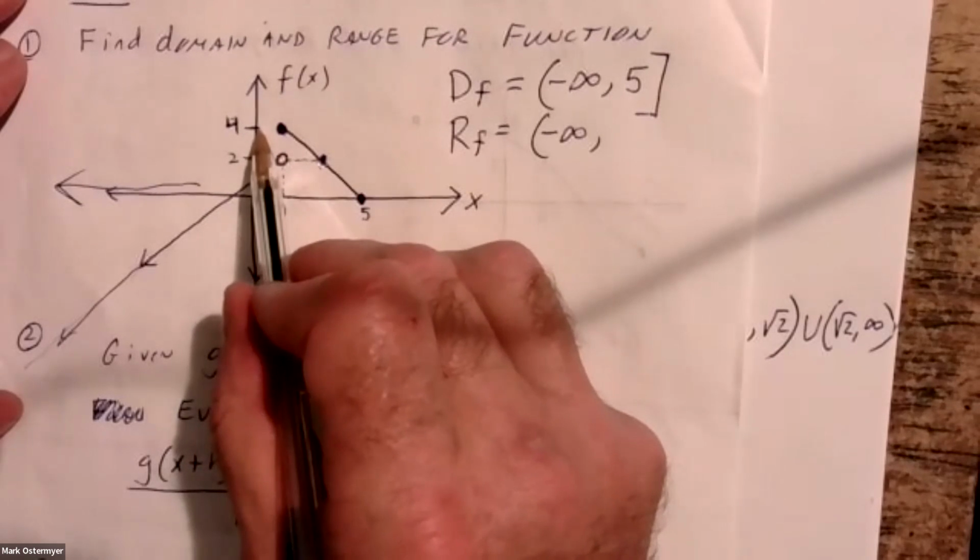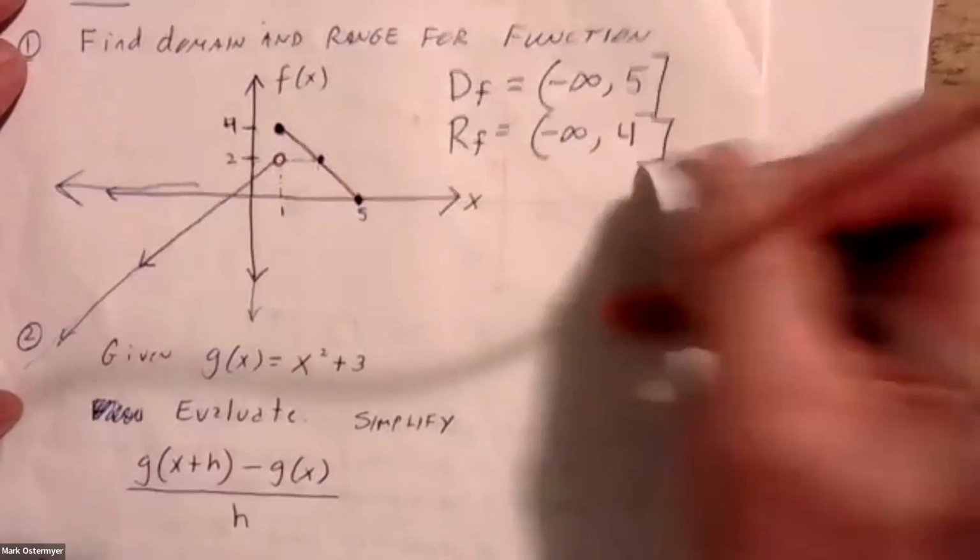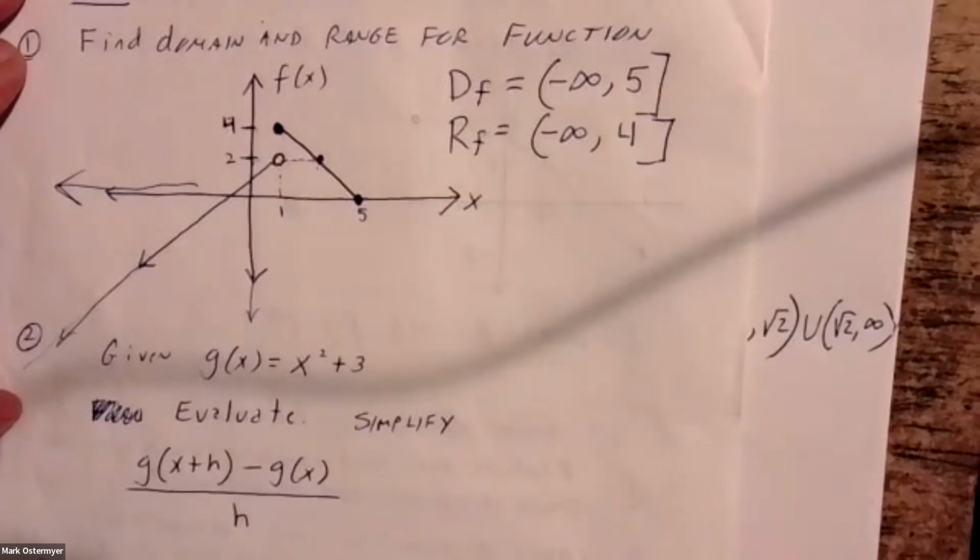And therefore, we go up to a maximum y coordinate value of 4. That would be the range. Okay? From negative infinity to 4.